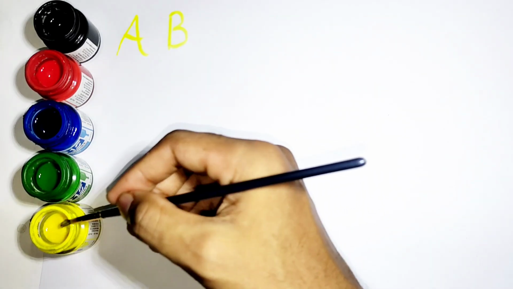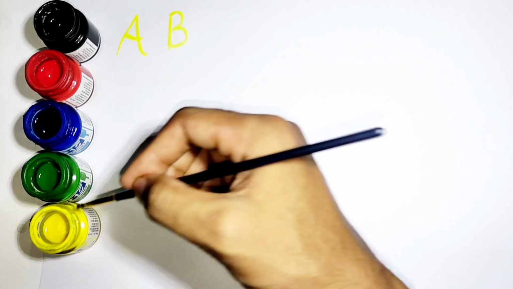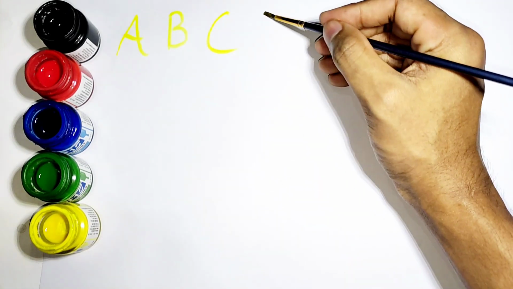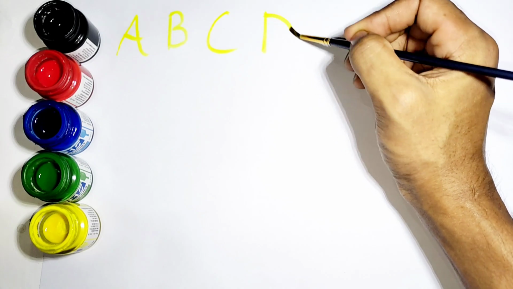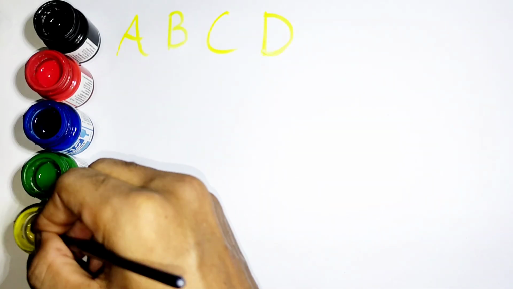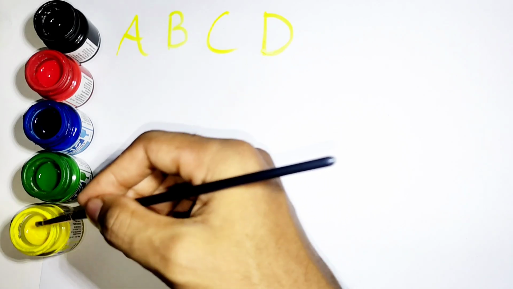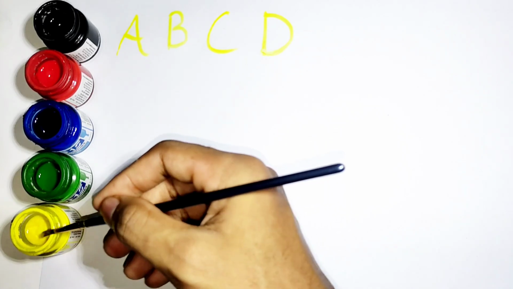And the next one is C. C for cow, C for cat. The next one is D. D for dog, D for doll. Kids, the next one is E.